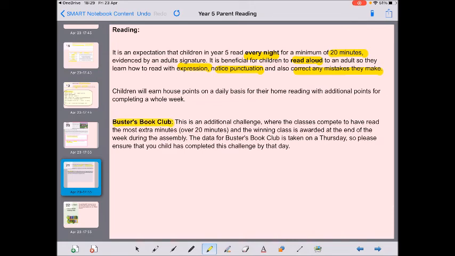We also have Buster's Book Club. This is an additional challenge where the classes compete to have read the most extra minutes, those over 20 minutes, and the winning class is awarded at the end of the week during the assembly. The data for Buster's Book Club is taken on a Thursday, so please ensure that your child has completed this challenge by that day.